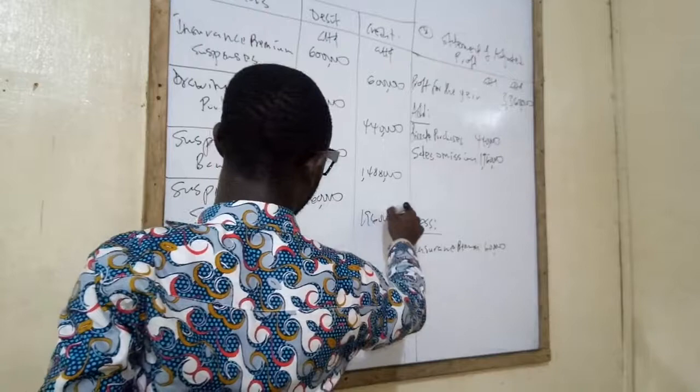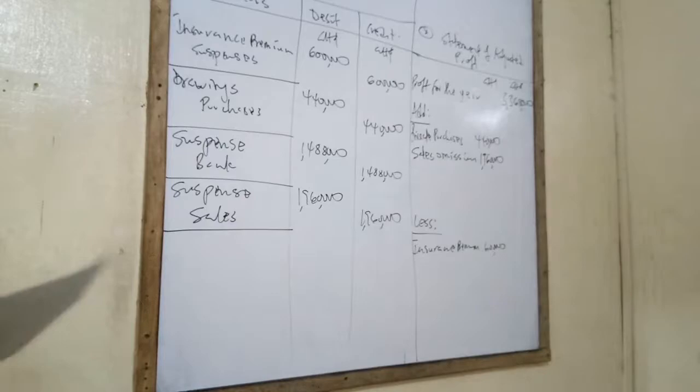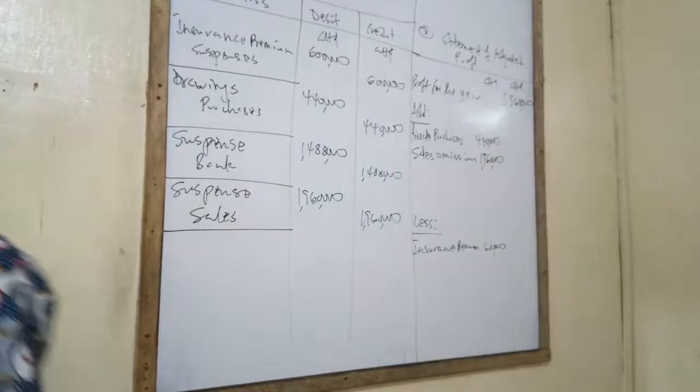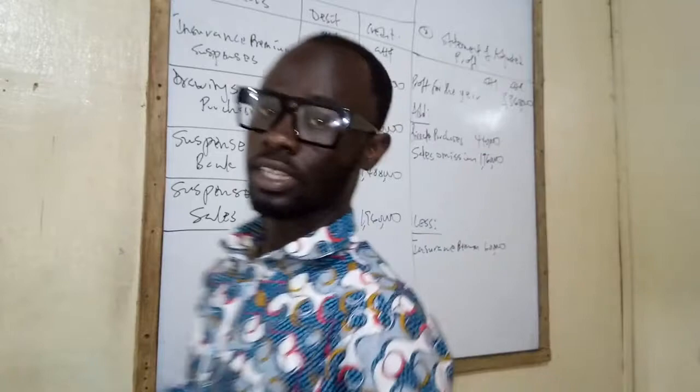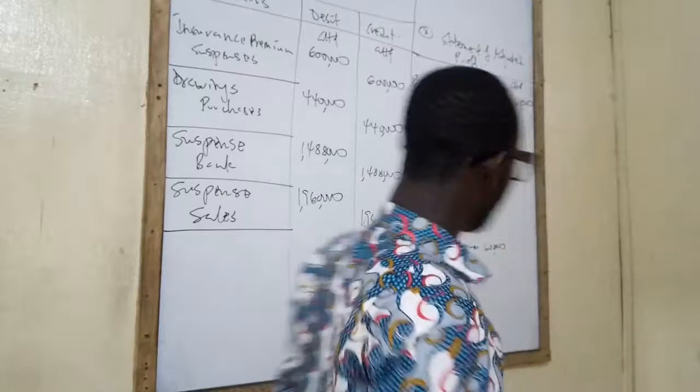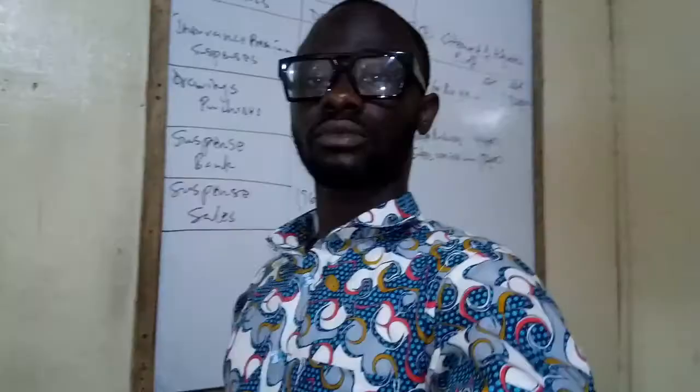So error of omission in sales account now corrected. Next one. Closing inventory was undercast by 336,000. Another error of casting. Now, how do we correct this error? Closing inventory being undercast, how do we correct the error?